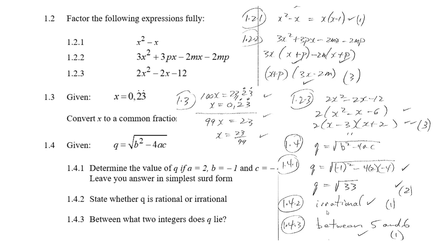Well, 6 times 6 is 36. That would be a little bit bigger than the square root of 33. The square root of 36. The square root of 25 would be less than it. So the integers that root 33 lies between are 5 and 6. It must be 5.7, something like that. That's what it must be. So there you go.